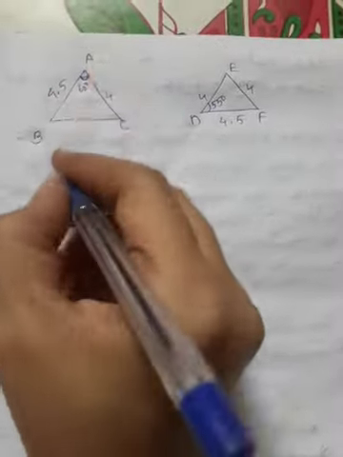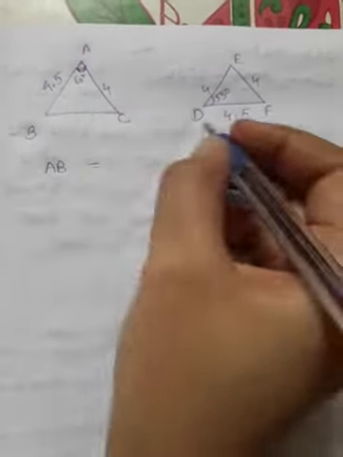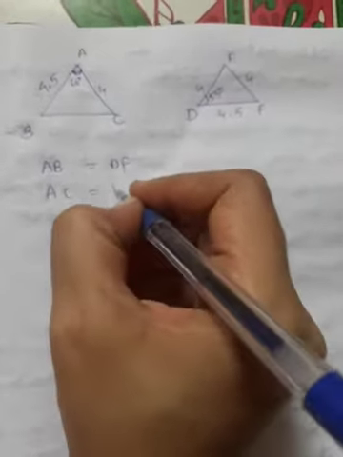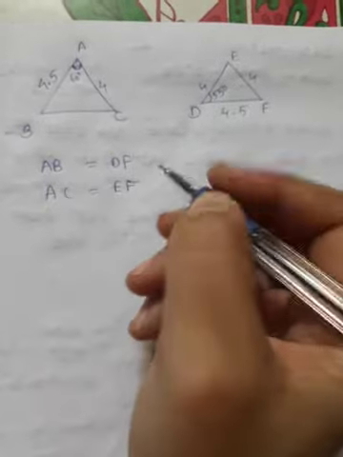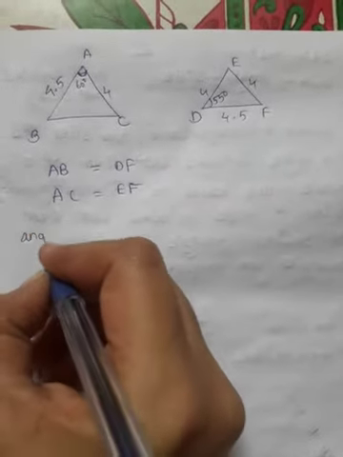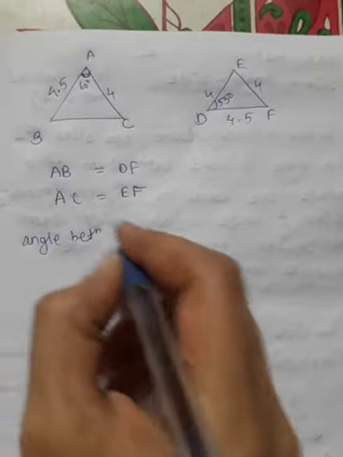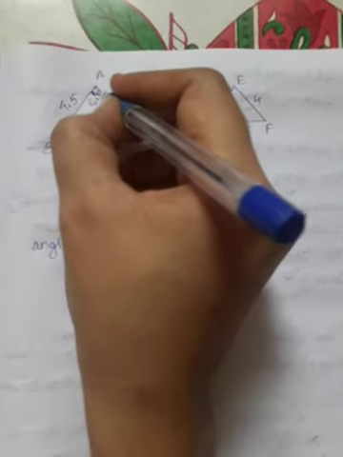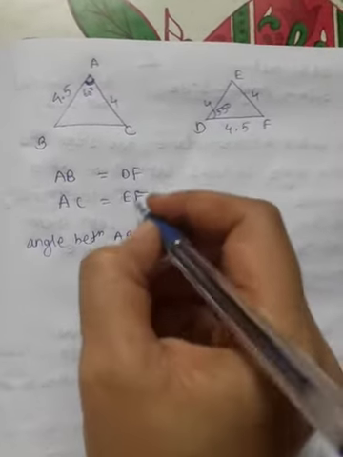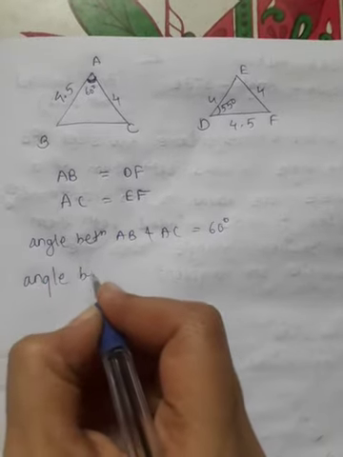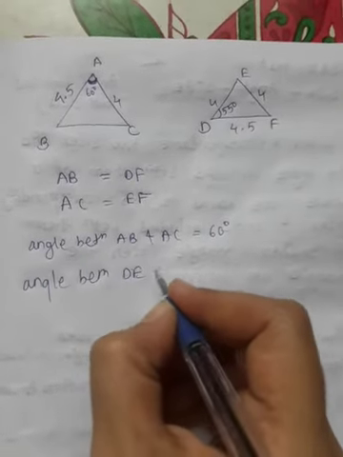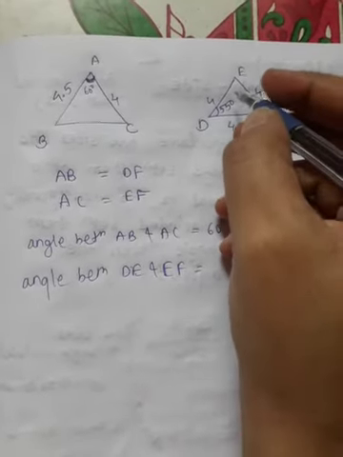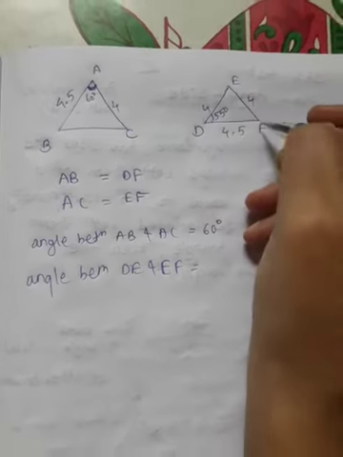Here observe that AB is equal to DF. Now you observe that AC is equal to EF. Okay, now see the angle between AB and AC. What is the angle between AB and AC? The angle between AB and AC is 60 degree. And what is the angle between DE and EF? See, DE and EF.